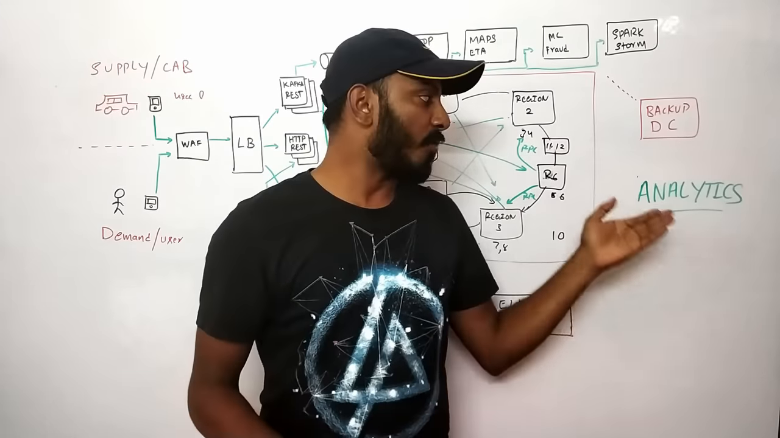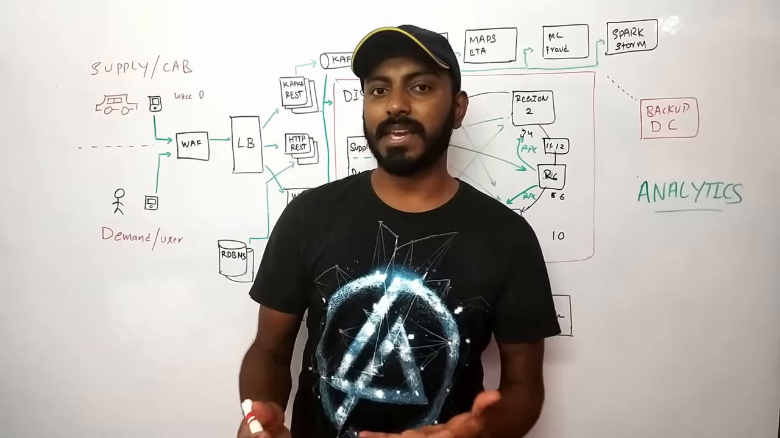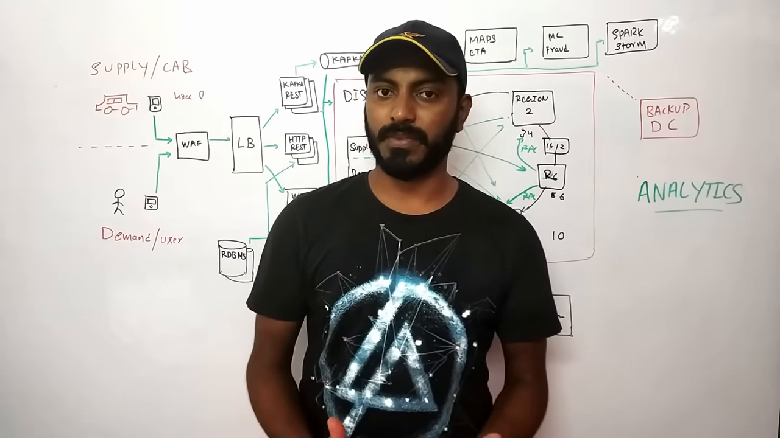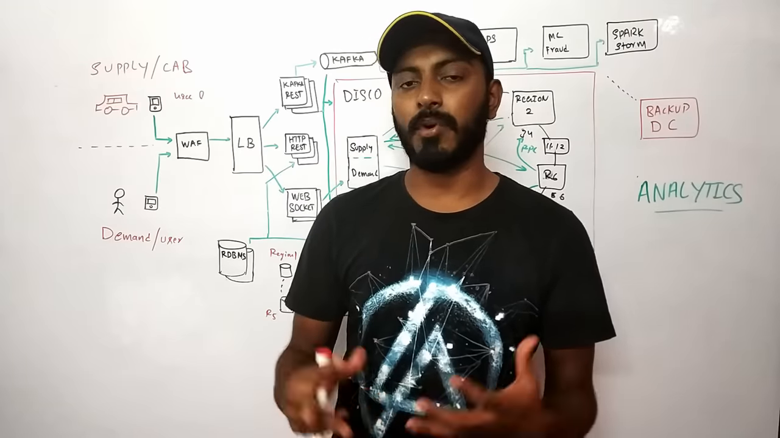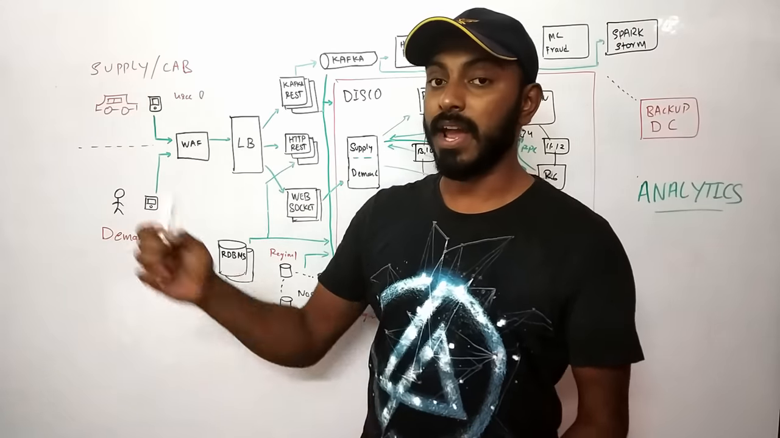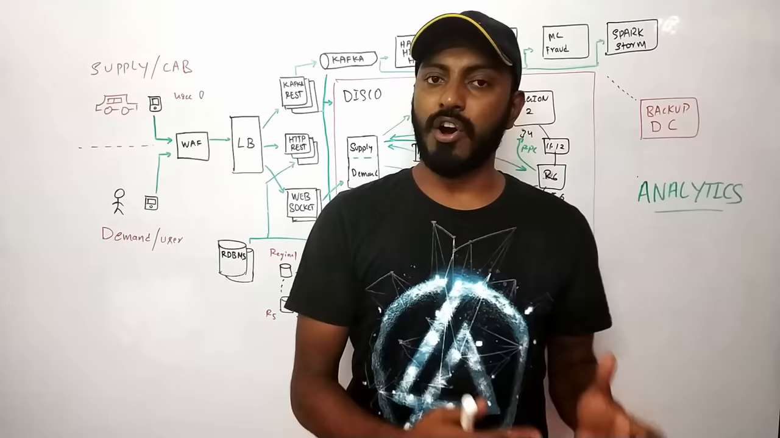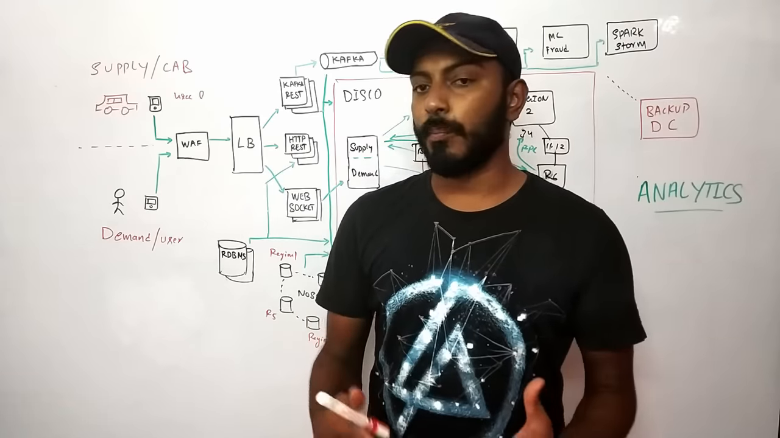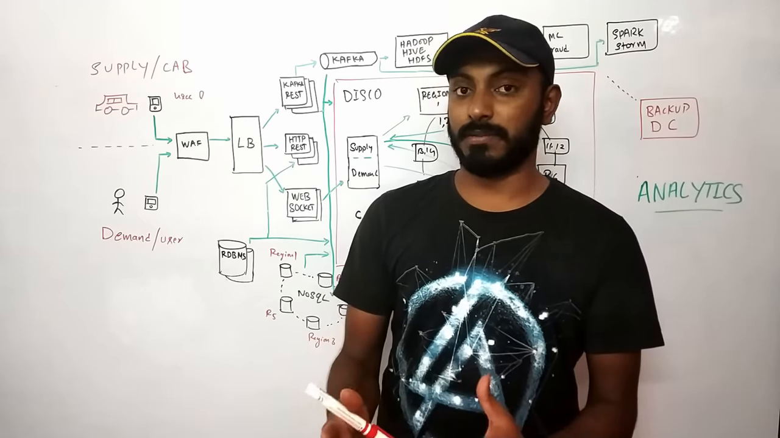Now, let's talk about analytics. What is analytics? In simple words, it is making sense of the data which we have. Uber does that a lot, because you need to understand the customer, and you need to understand the behaviors of the cab drivers. That's when you can optimize the system, minimize the cost of operation, and also make customer satisfaction better.